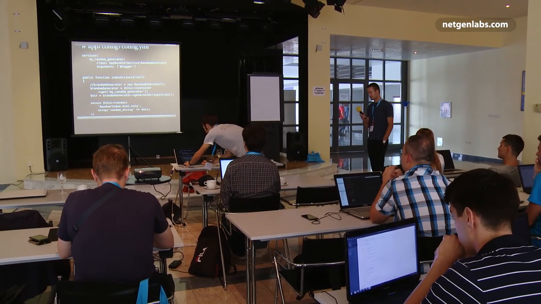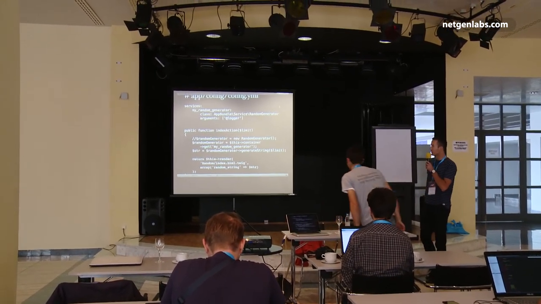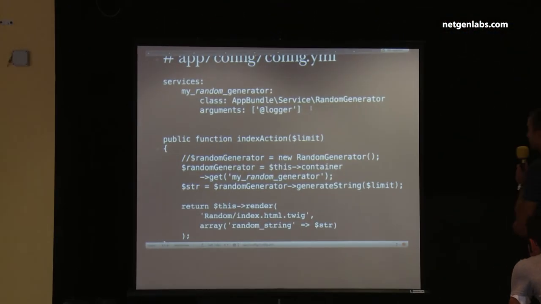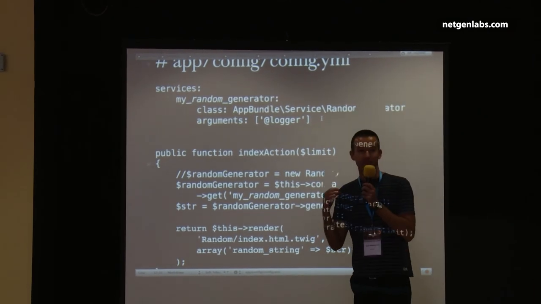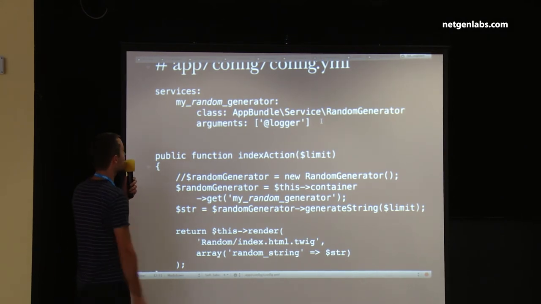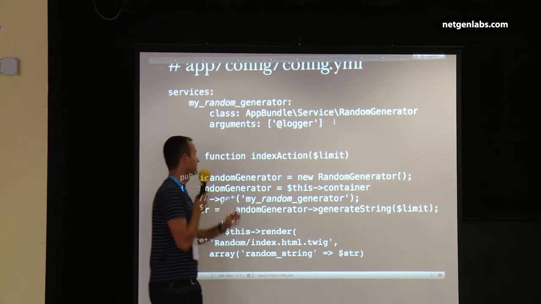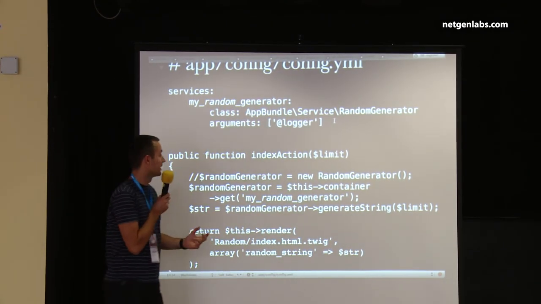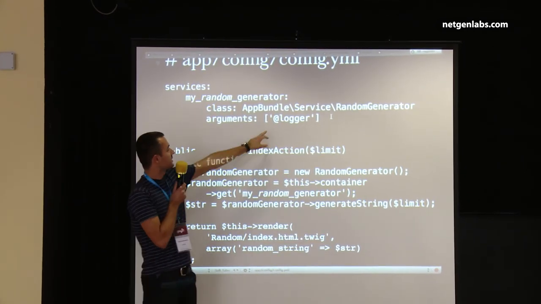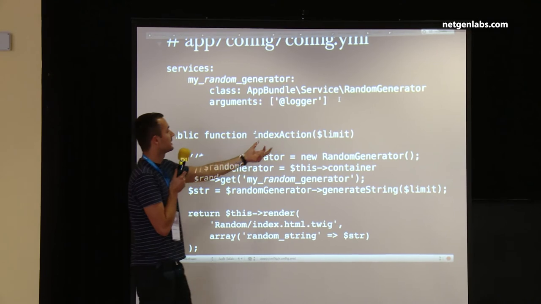Can I try, Ryan? Yeah, go for it. So it's about the way Symfony resolves dependencies. Symfony reads your configuration and it builds a dependency tree. So when you ask the dependency injection container for this service, it says, okay, I need to instantiate this class, and it reads the configuration, okay, these are the arguments. And then, oh, this is the logger service. This at sign is a special sign that tells Symfony that this is another service.